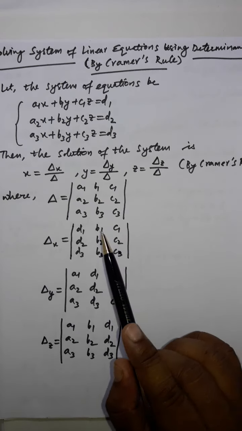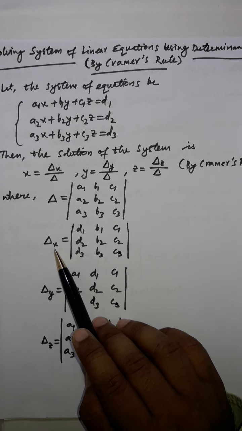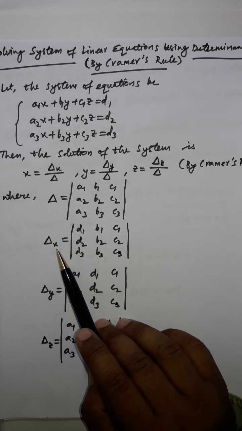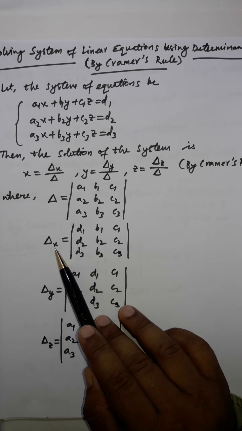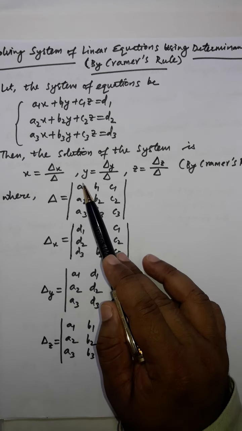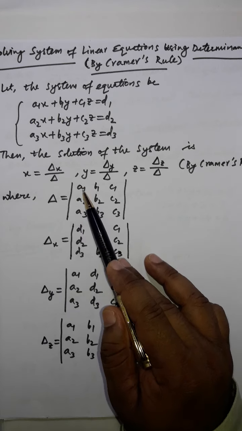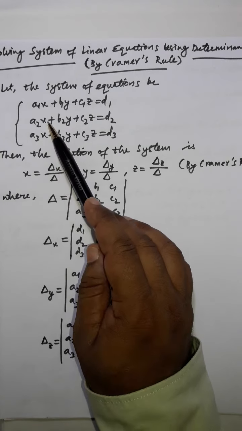Okay, so this is the determinant del. Now del x, as I told you, is not x multiplied with del. It is a determinant obtained with respect to the variable x. Here, the first column in del, the elements a1, a2, a3, are nothing but the coefficients of the variable x.